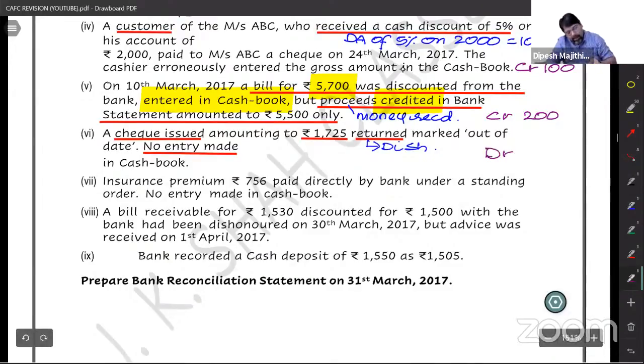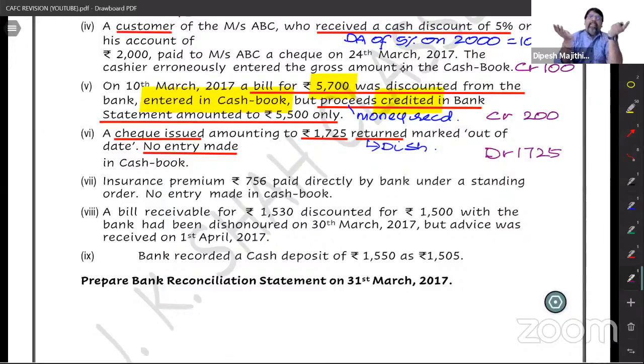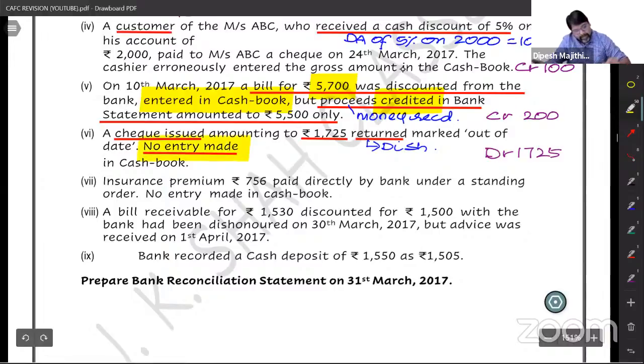So record debit 1725. Correct? Yes, sir. The cheque issued was recorded on the cash book credit side. It got dishonored, so it should come again on the debit side. Entry for dishonor is not made. No entry made in the cash book.